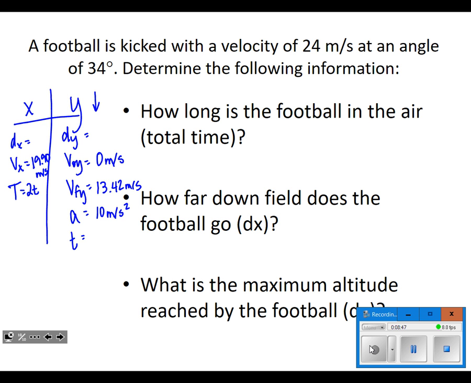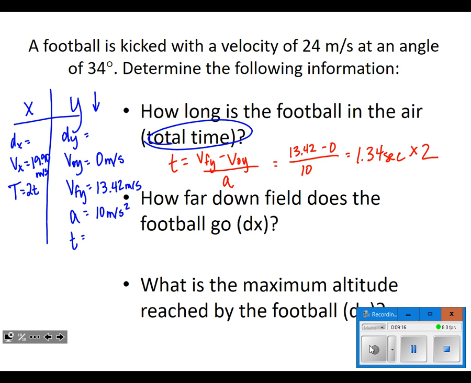So they ask us to find the time, and to find the time, you're actually going to use your y information to do that. So you're going to do your VFY minus your VOY over A. Okay? So then you would do your 13.42 minus your 0 divided by your 10. That would give you 1.34 seconds. But that's just the time down. So we'll need to multiply this times 2 because this total time that they're actually looking for is our big T. So your answer here will be 2.68 seconds. And that will be your big T.